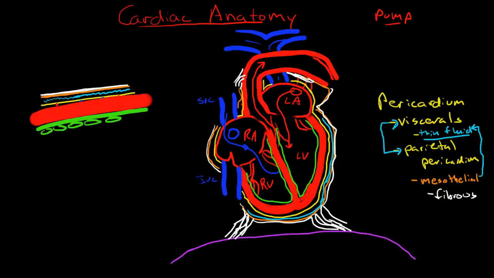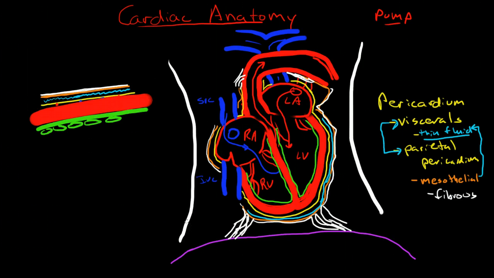Now, functionally, the heart is anchored to the diaphragm and to the great vessels, so it does not move within the thorax. It stays in place within the thorax. However, it's because of these layers of pericardium with the fluid in between that these layers are able to slide against each other, even though they're sort of fused together.